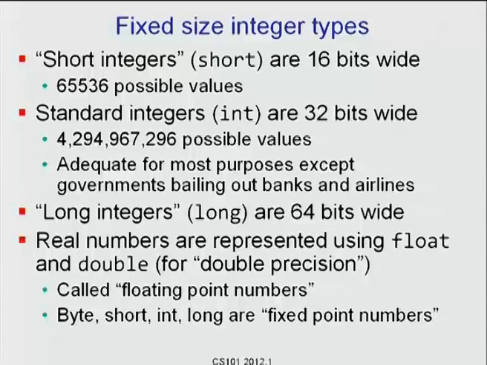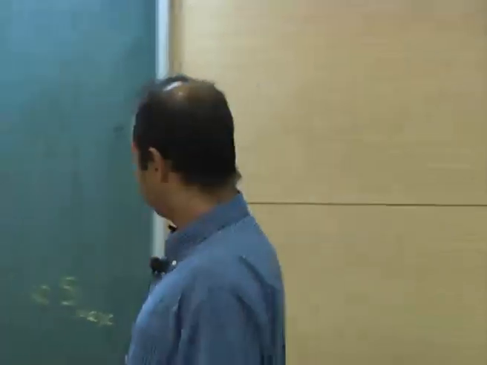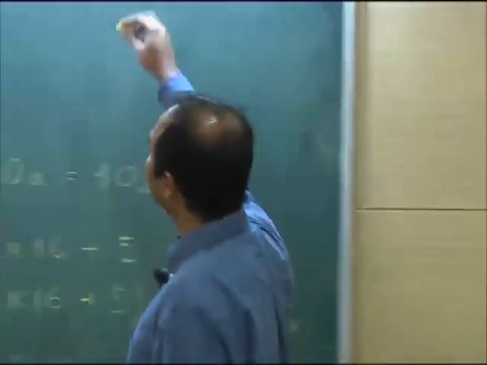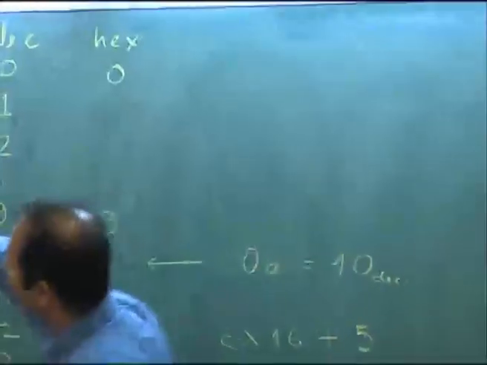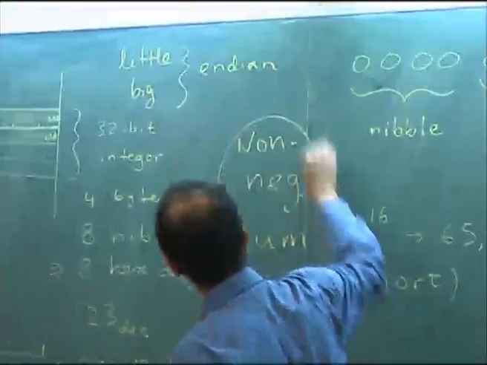So it's like 6.5 into 10 to the power 23. So how do we represent those? Those are done using what are called floating point and double precision floating point numbers. Whereas byte, short, int, long, character, those are all called fixed point numbers. Now, before we get into floating point numbers, let's finish off most of what we have to do with fixed point numbers.